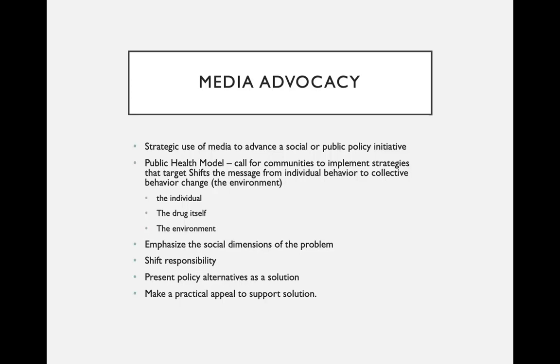Who has control of those? Bar owners that give discounts, the newspaper advertising. Present policy alternatives as a solution. It is important to focus on a policy goal that avoids conflicting policy solutions. Some policies could be bar policies against discounting drinks or newspaper policies to refuse ads for discounts. Make a practical appeal to support the solution. Depending on the policy goals, call the bar owners, the newspapers, the management, or city council to implement this policy.